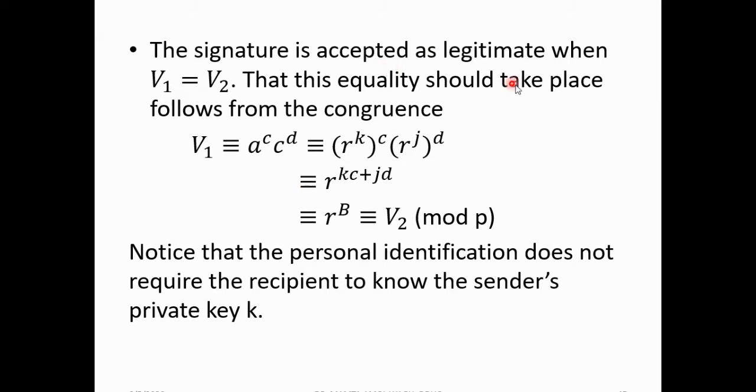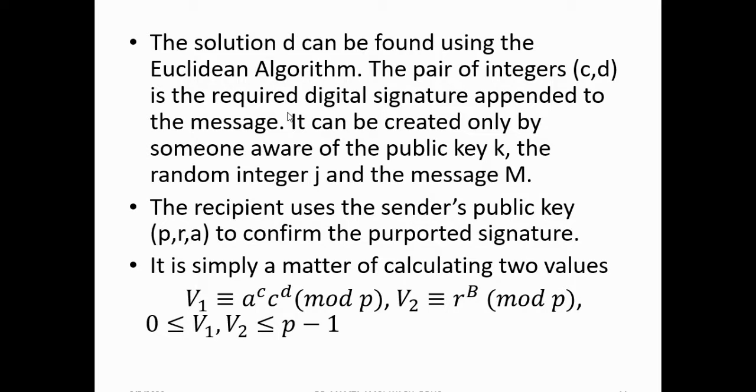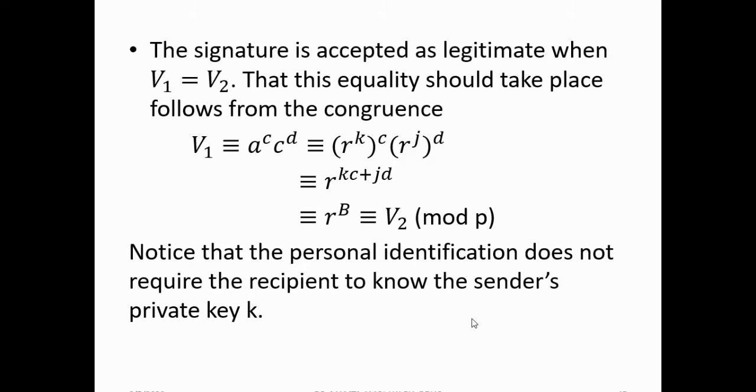The signature is accepted as legitimate when V1 is equal to V2. So the receiver will check these values V1 and V2, and if V1 is equal to V2, then the signature is a genuine signature and the sender is the right sender.